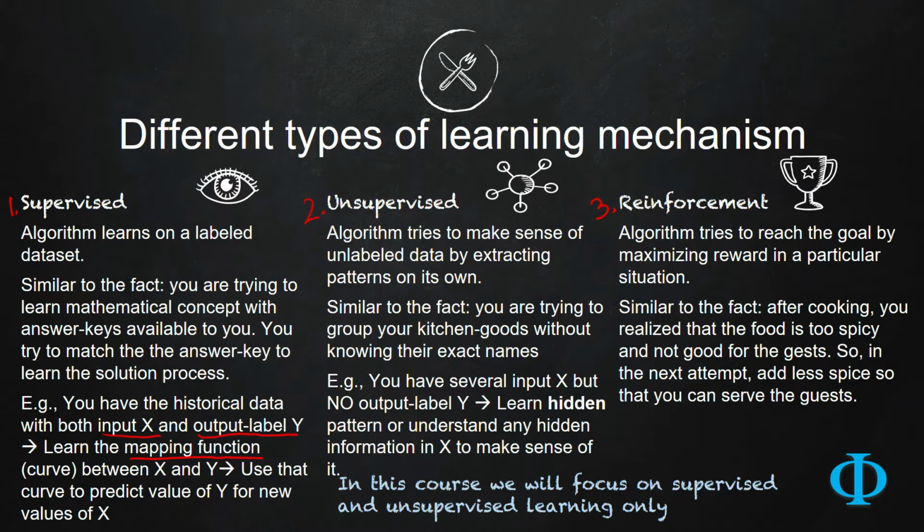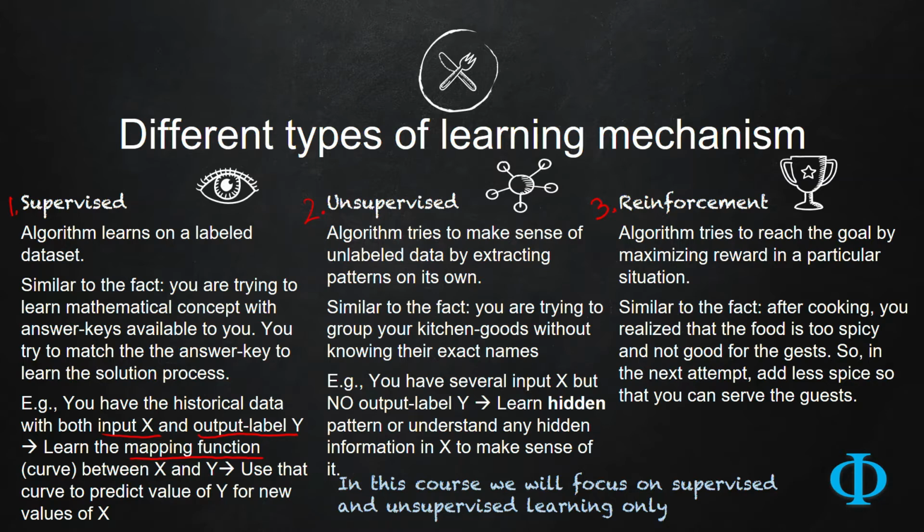And after the learning is done, that is after you found the curve or simply the equation, you can use that curve to predict the value of Y for new values of X. So that's supervised learning. In unsupervised learning, the algorithm tries to make sense of unlabeled data by extracting pattern on its own.